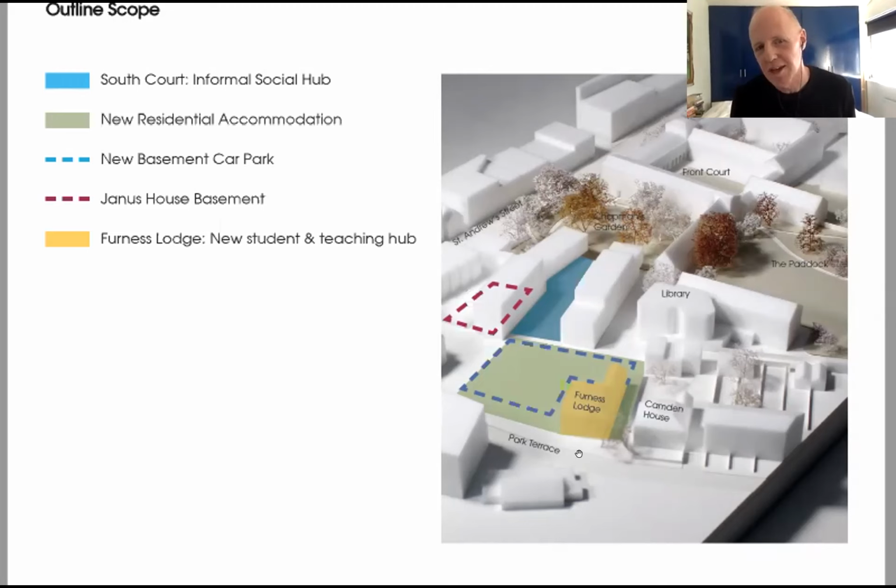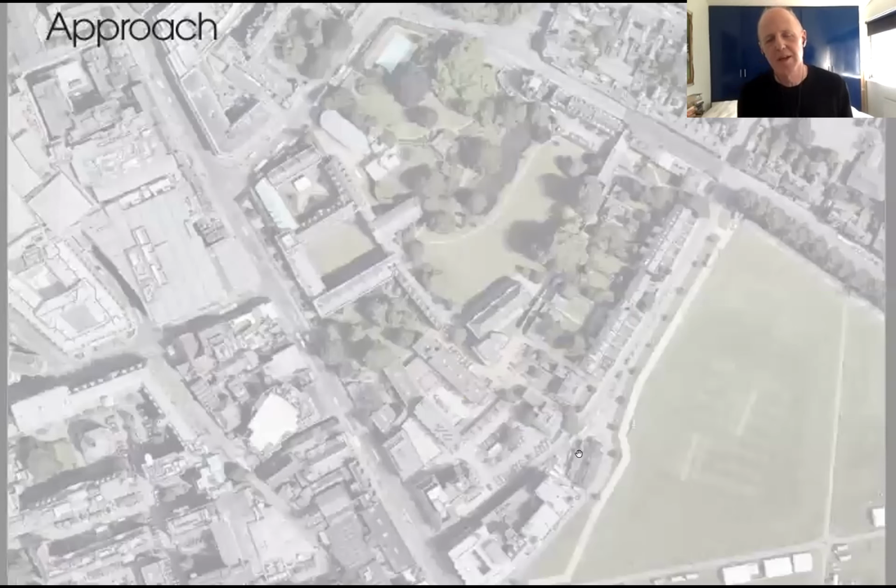We're also working in the basement of one of the properties on St Andrews Street, which is Jana's house, repurposing that as cycle parking. And then the listed building, Furnace Lodge, which faces onto Park Terrace, is repurposed as a new student and teaching hub with associated social facilities. So there's all sorts of different things within the actual scope of the scheme.